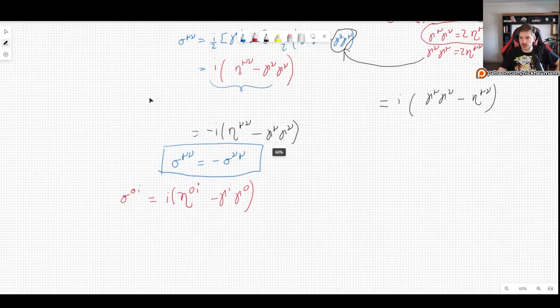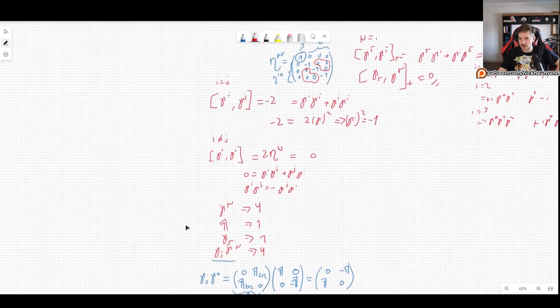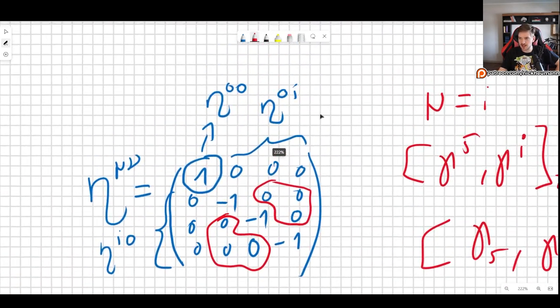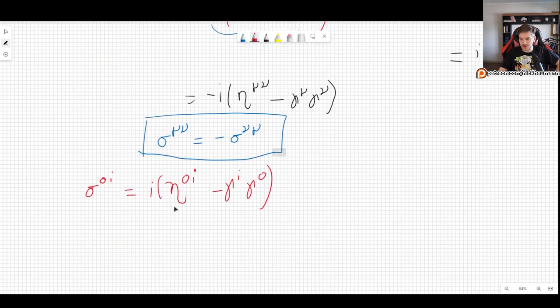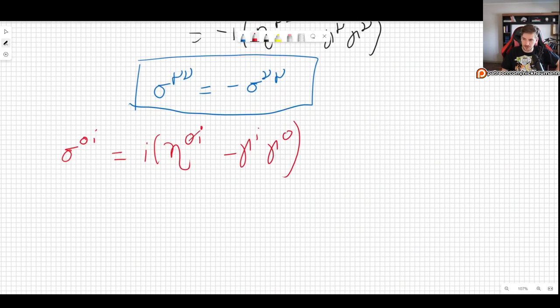So where did we have the matrix? The metric is here. So eta 0 i is either 0 or 0 or 0. So yes, it's very much 0. So this first part is 0. And then we have minus i gamma i gamma 0.